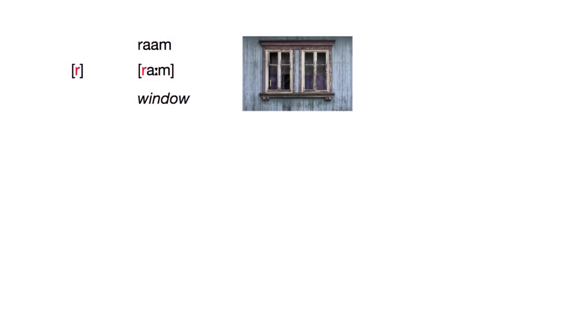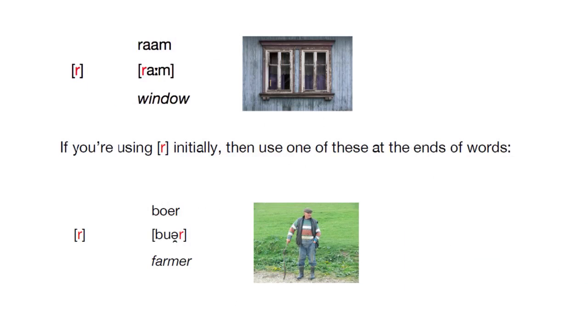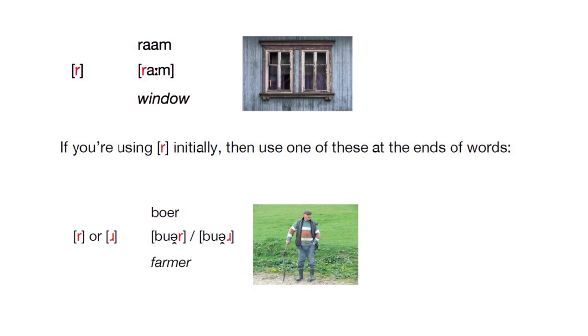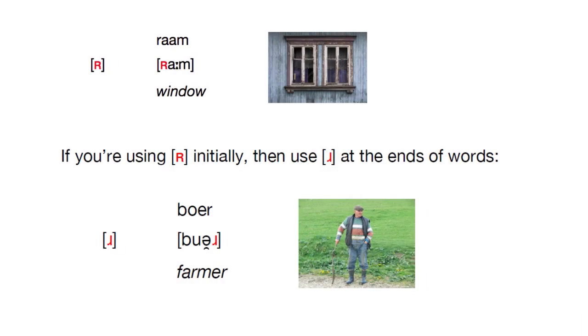The rolled r, as in raam. This one was used by some speakers in the beginning or middle of a word. When a speaker uses this R, they either use that same rolled R at the ends of words, as in boer, or they'll use a more American sounding R at the end, as in boer. Then we discussed the back R, as in raam. This one is used in the beginning or middles of words, and for speakers who use this R, they'll exclusively use the American sounding R at the ends of their words, as in boer.